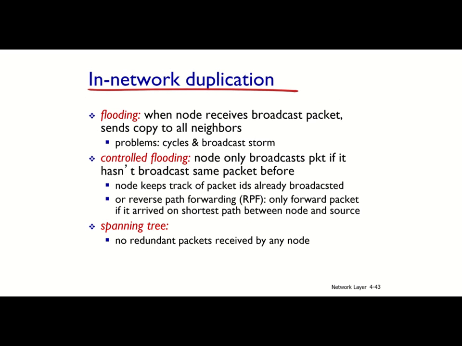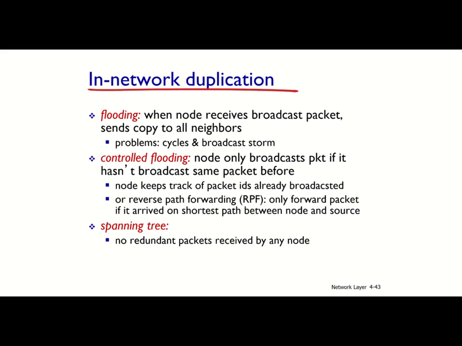We have three different solutions for in-network duplication. One is called flooding, the other is called controlled flooding, the last one is a spanning tree. In flooding, every node that receives a broadcast packet sends a copy of that message to all neighbors, including the neighbor that it received the packet from. And the problem is that we create cycles and we create a broadcast storm, so it's super inefficient and not practical, so flooding is out of the question.